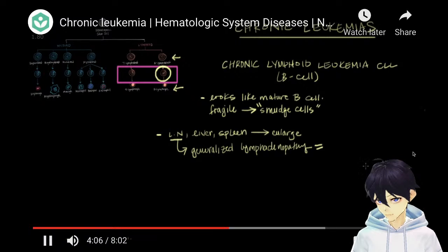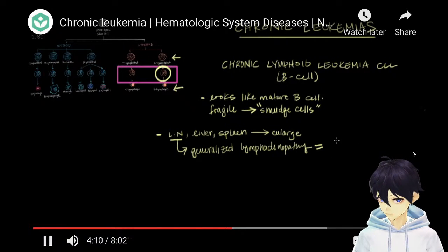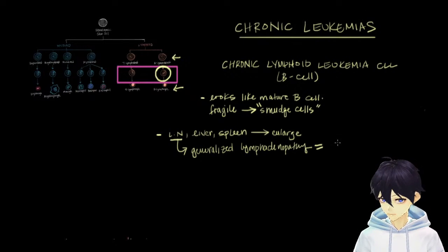So if a lymph node is enlarged in a patient who has CLL, you can assume that that lymph node is enlarged because it's filled with CLL cells, and that lymph node will be called a small lymphocytic lymphoma. And oma means mass, and lymph refers to the fact that these are lymphoid cells. So it's talking about a small mass of lymphoid cells, or a small mass of CLL cells.